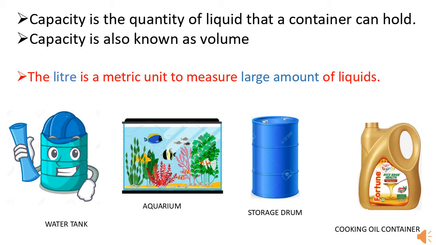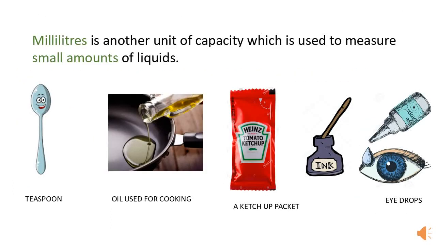Now see the aquarium, storage drum, cooking oil container, etc. They store large amounts of liquids, isn't it? So the liter is a metric unit to measure large amounts of liquids. Milliliter is another unit of capacity which is used to measure small amounts of liquid.